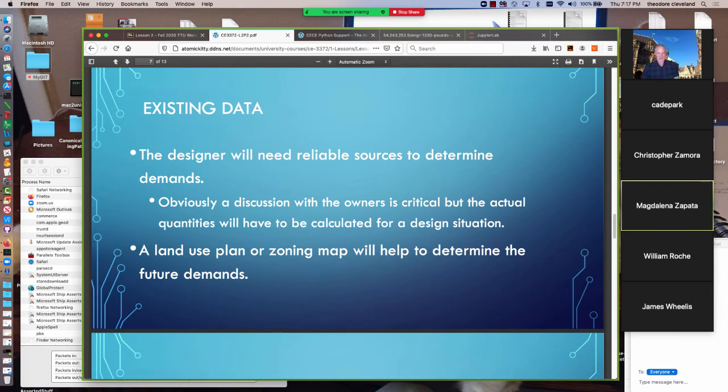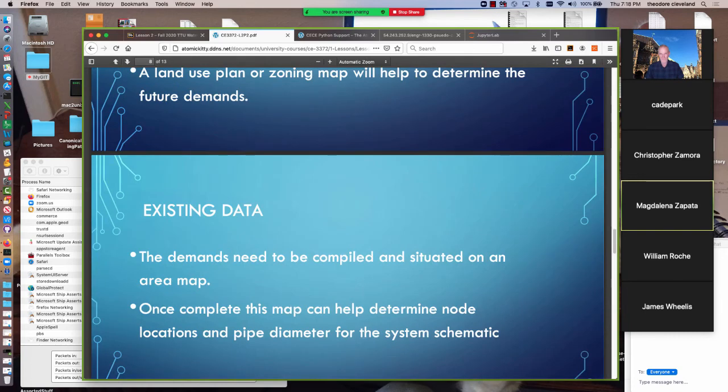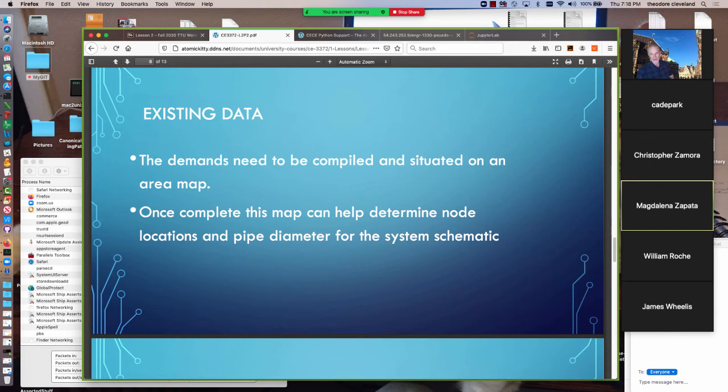So the designer's going to need some existing data, and obviously there'll be a discussion with the owners, but at some point we're going to have to make actual quantities for the design situation. And to make these, we'll find that a map is a useful tool for a couple reasons. It actually helps us physically lay out the system, as well as determine future demands. So the demands need to be compiled and situated on an area map. The example I showed last time with the Eagle Pass when I was demonstrating the EPANet software. So each of those little colored dots on that aerial photo represent a demand node. And so that's what it means it needs to be compiled and situated on a map.